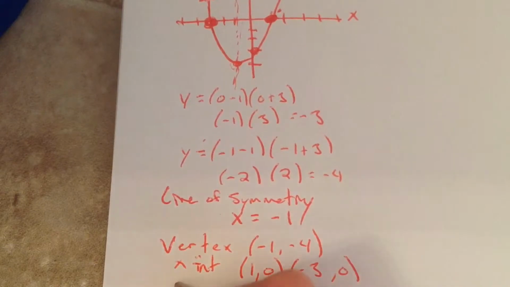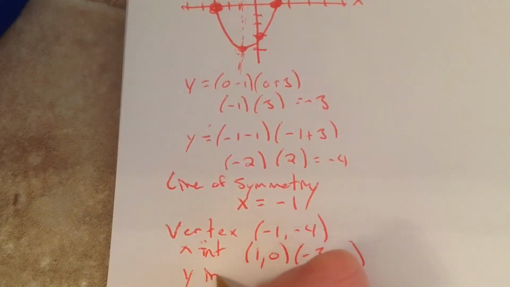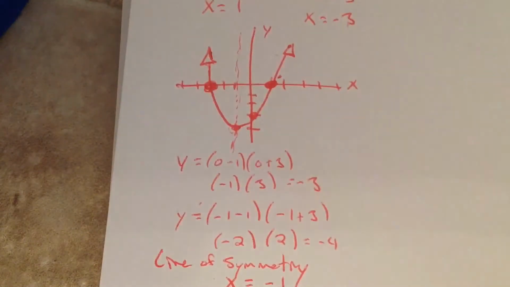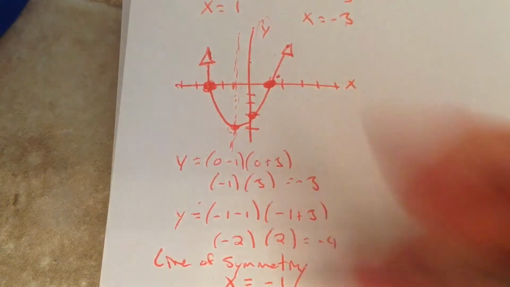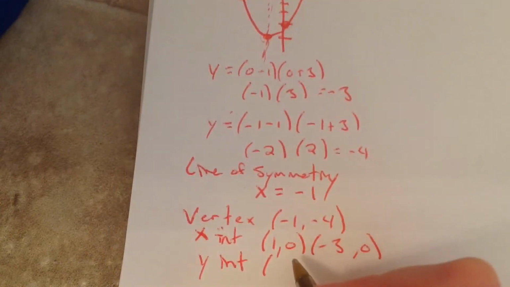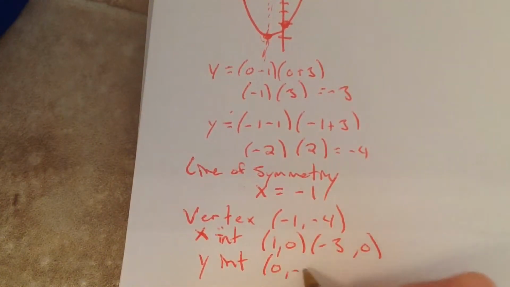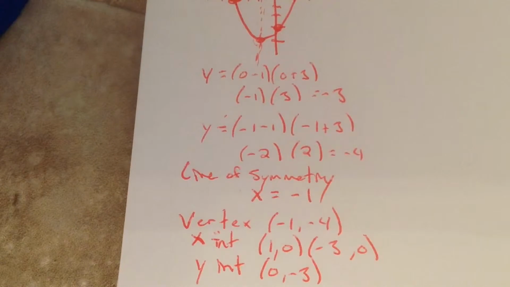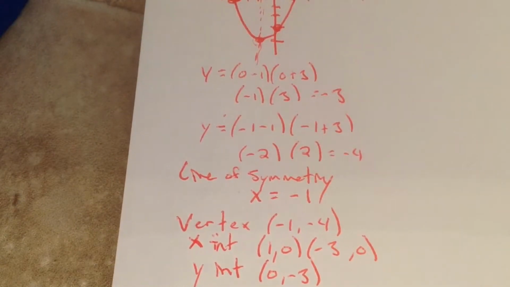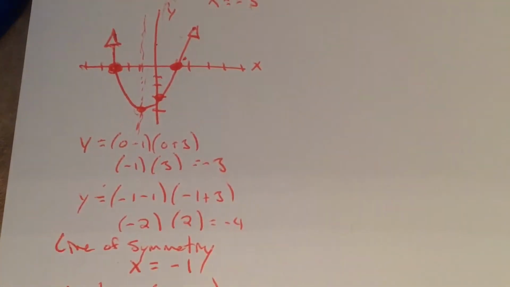And if we wanted to list our y-intercept, that's the point that crosses the y-axis. And so our y-intercept is this point right here, which happens to be 0 and negative 3. So that's when they're in factored form. So now let's say, well, what happens when we have it in a different form?